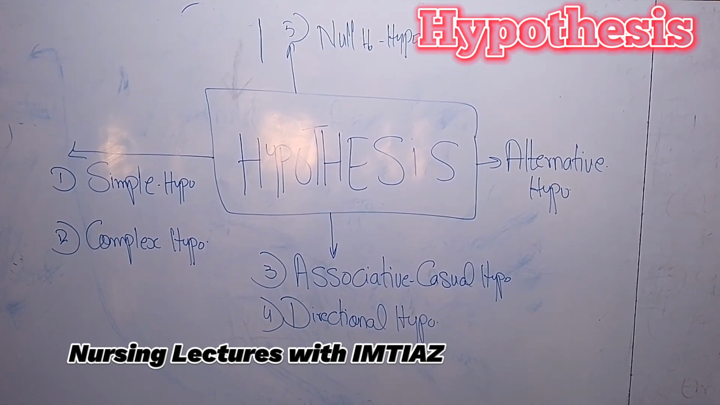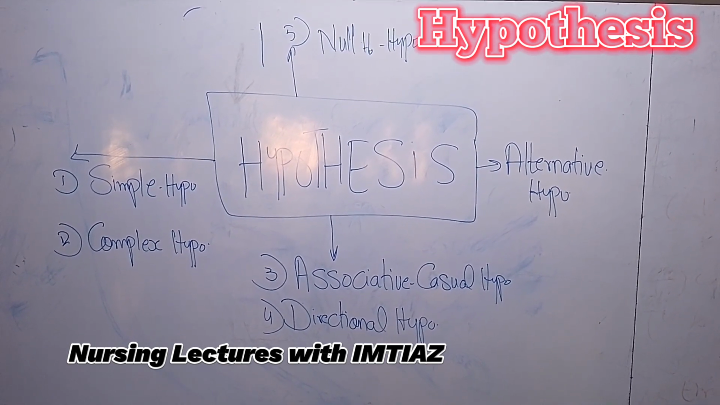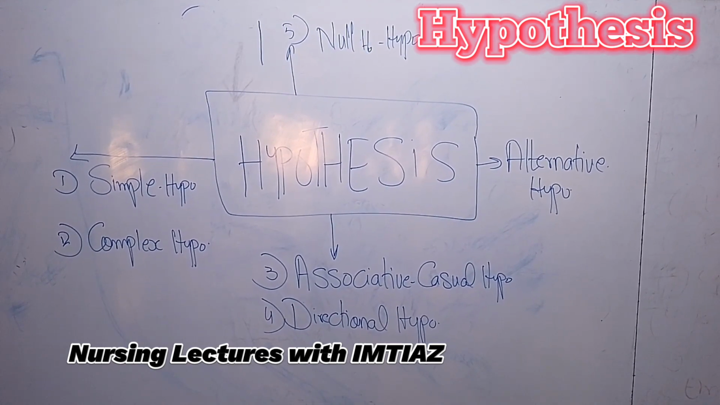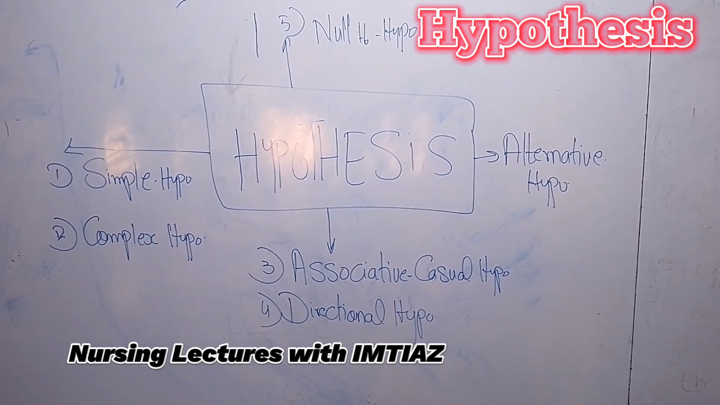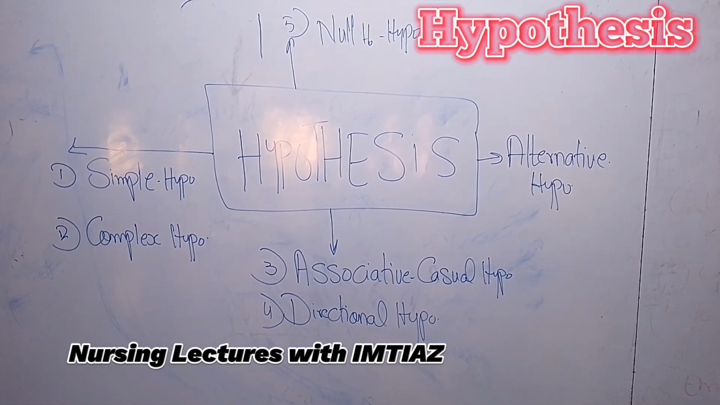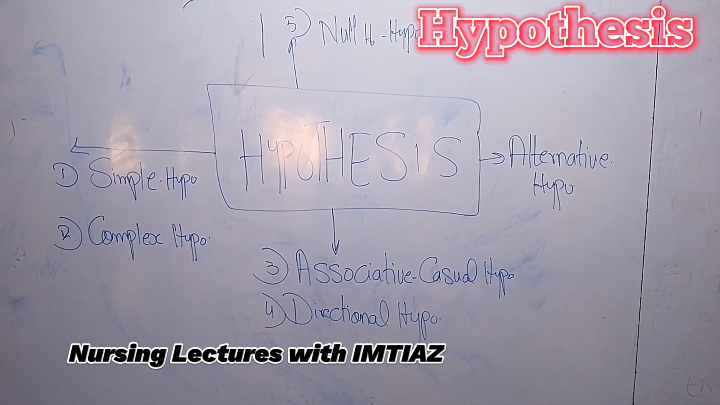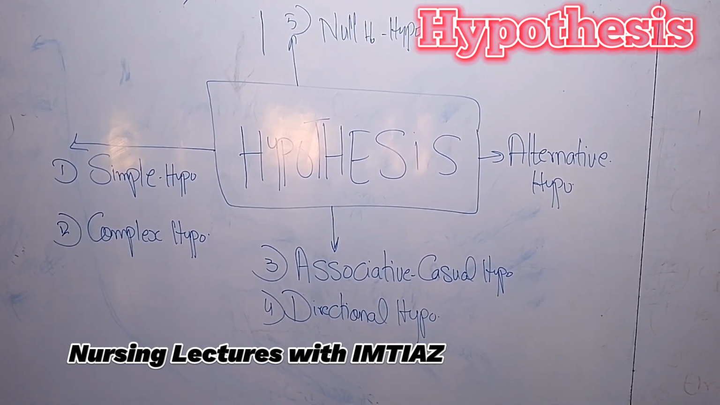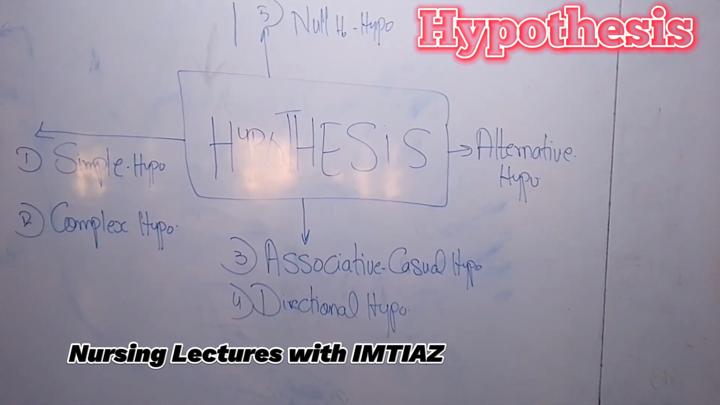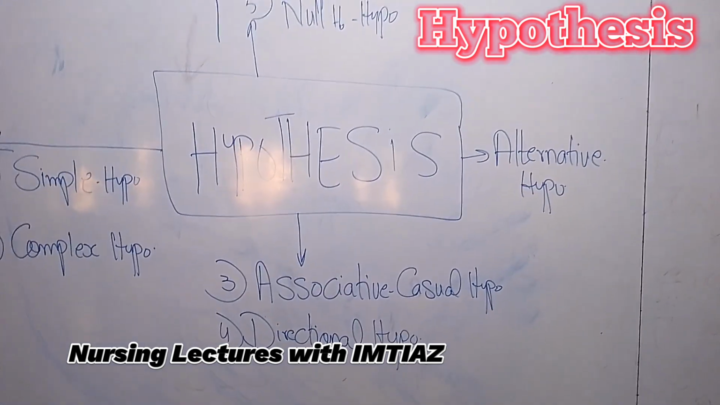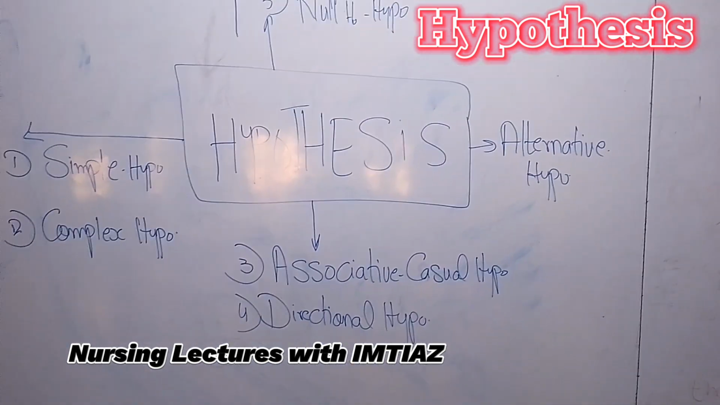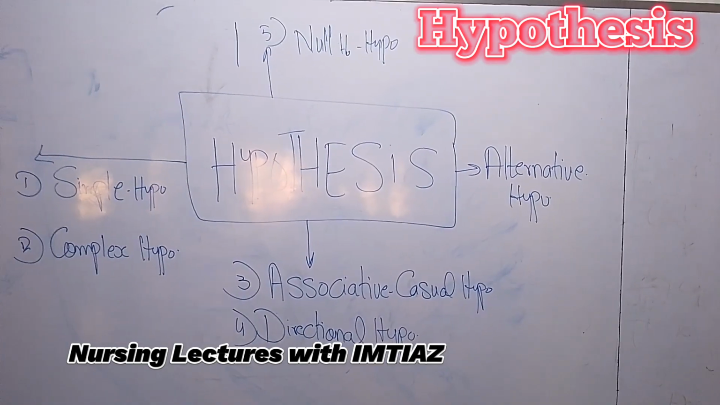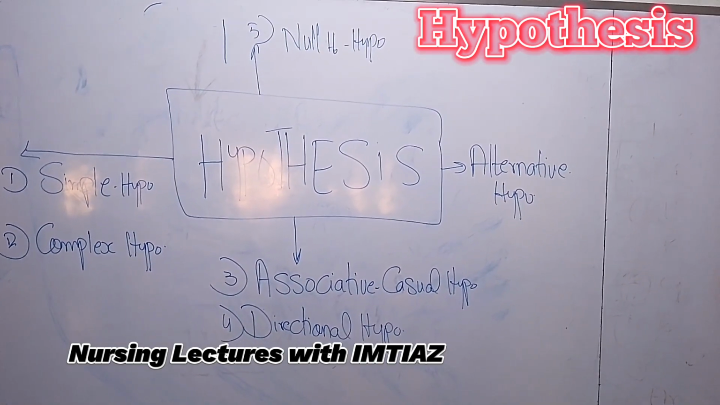Now, directional and non-directional hypothesis. Directional hypothesis specifies not only the existence but also the expected direction of the relationship between variables. Directional hypothesis states the nature of the relationship between two or more variables, such as positive, negative, or no relationship. Non-directional hypothesis reflects the relationship between two or more variables.